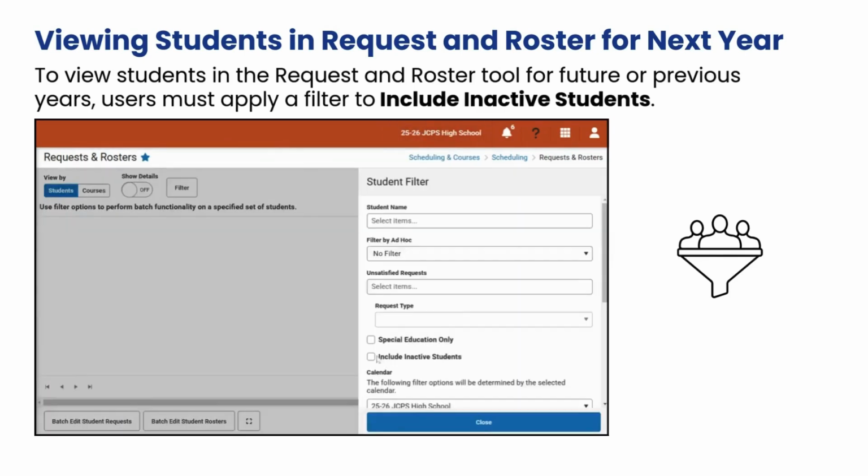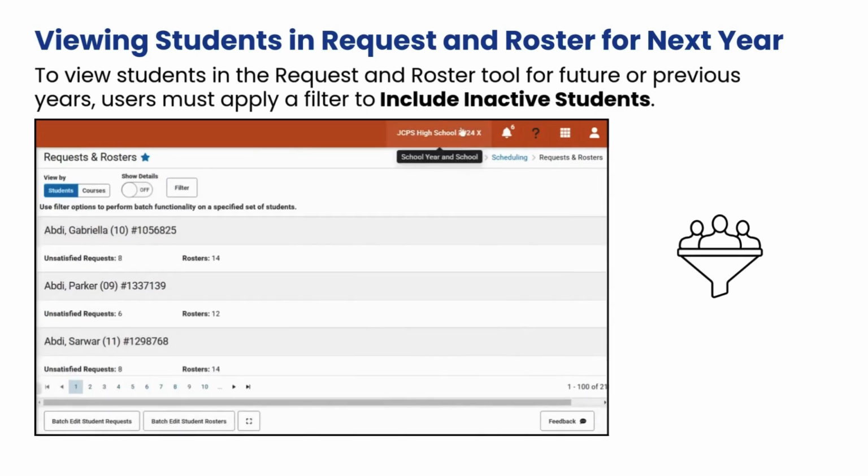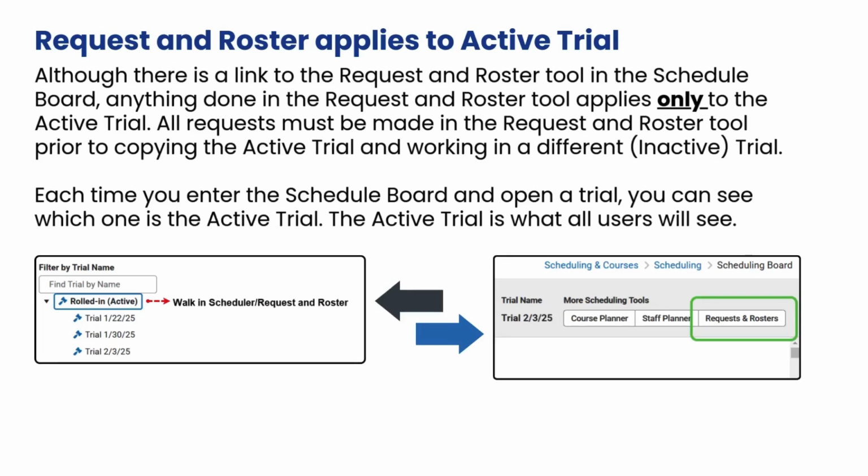To view students in the request and roster tool for next year, you will have to check the Include Active Students box. The request and roster tool applies all changes to the active trial. So if you have already made a copy of the active trial and are working in the schedule board, you won't see anything applied in the request and roster tool. For this reason, please use the request and roster tool either before working in the schedule board or after the trial in the schedule board is made active.